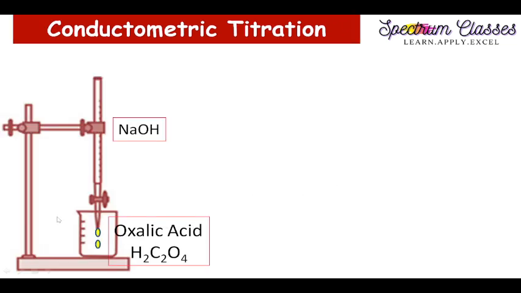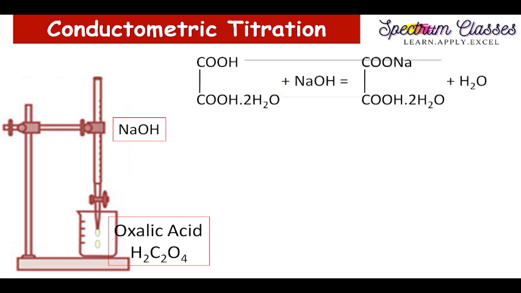Now I am showing you the setup of the experiment. Here in this beaker we have taken 25 ml of oxalic acid solution, and in the burette I have filled NaOH solution. While I am adding the NaOH solution to the oxalic acid, I will record its conductivity value, which I will show you in the lab activity. Before that, I must tell you the concept of this experiment.